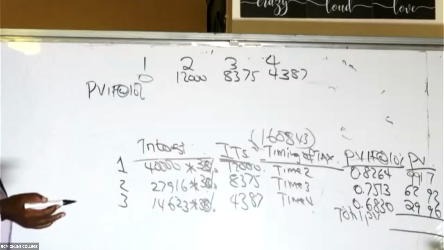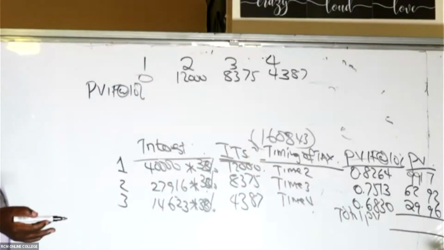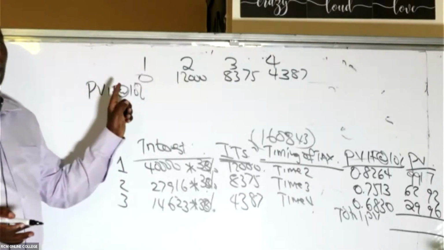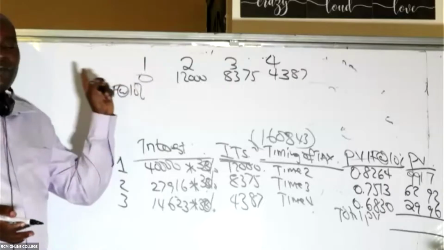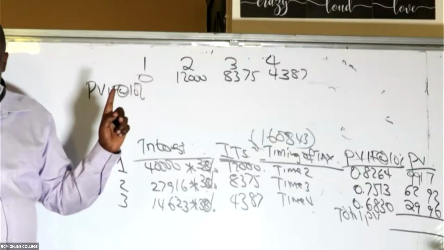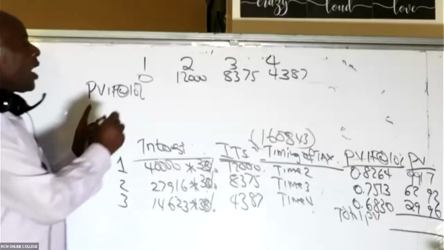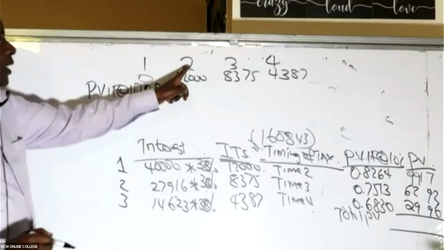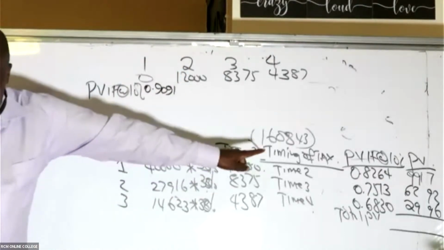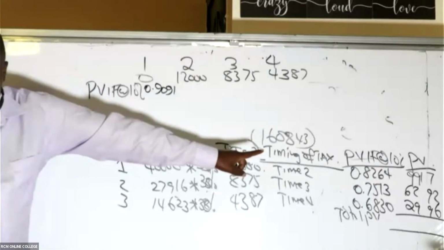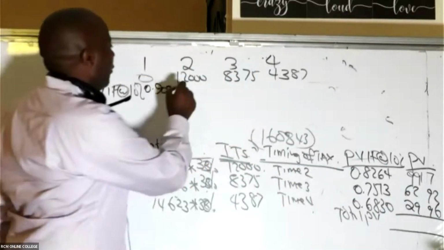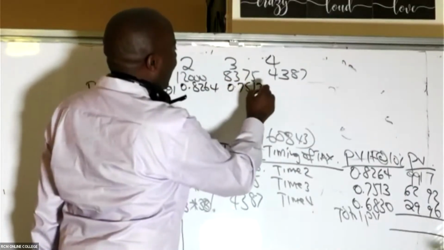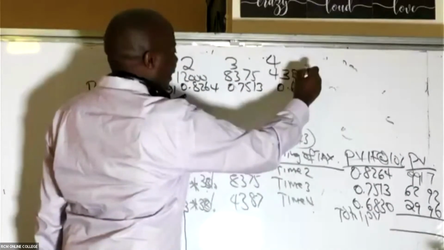So is there somebody who can give me these PVFs very fast? We can start with time 1 so that the guys can revise easily. So what is the PVF at 10% for time 1 from your tables? 1991. How about PVF at 10% year 2? 0.8264. Then we have here 0.7513. Then we have here 0.6830.